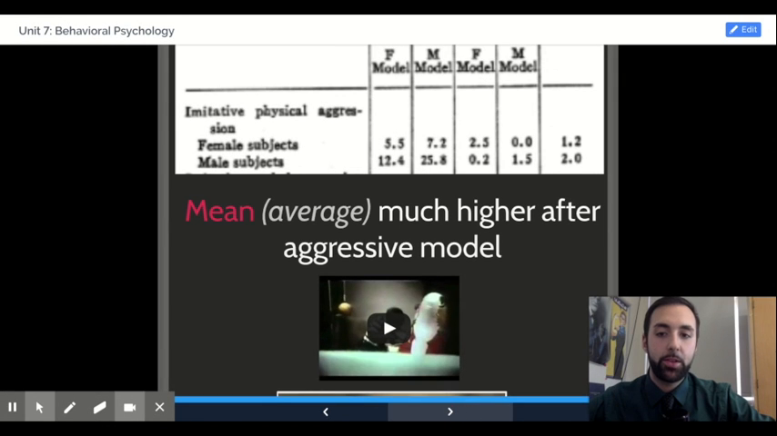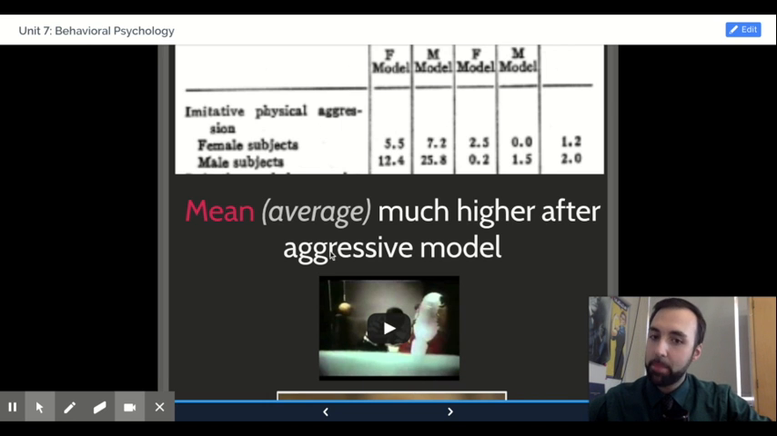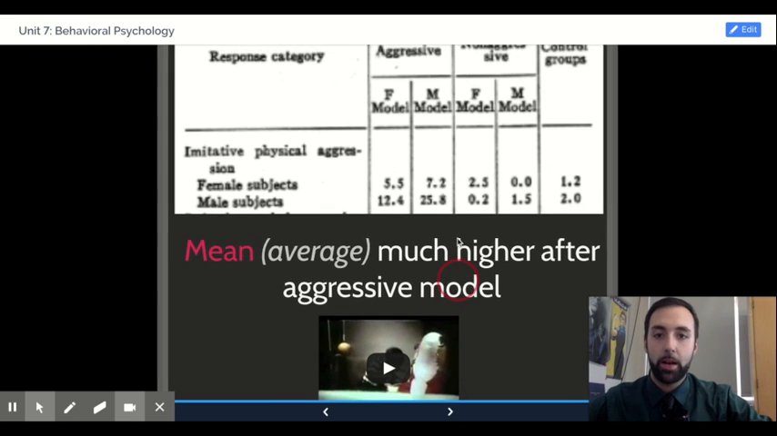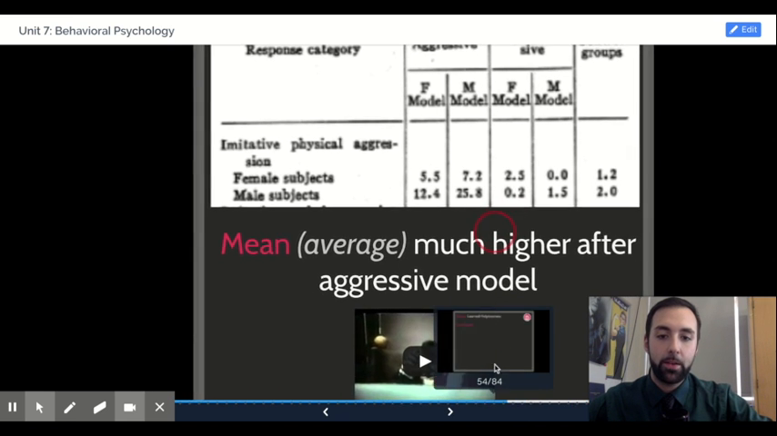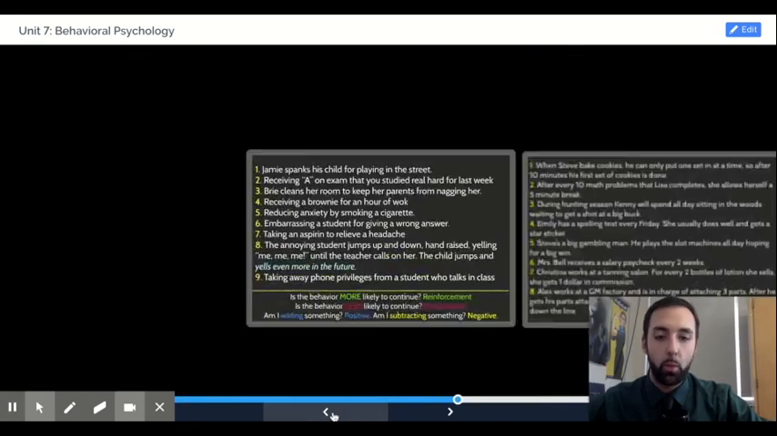The final thing to denote is, as exhibited just a moment ago, the average or the mean was much, much higher after an aggressive model. So that's the first two columns over here on the left. I would watch the entirety of the clip attached here at the bottom. It's really quite a profound clip to watch.